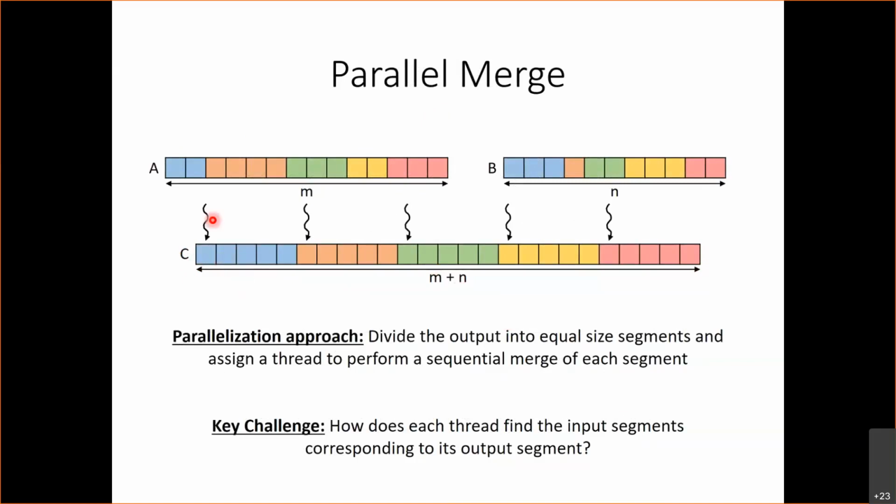And then each of these threads needs to find the corresponding input segments in the two input arrays, A and B, and merge those two input segments sequentially. And we said that the key challenge in doing this parallel merge is basically how does each thread find the corresponding input segments in A and B.